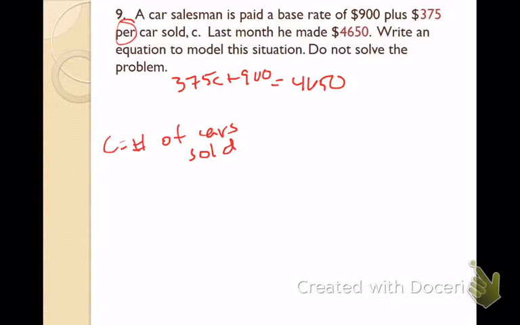Now, that's not the only place where his income is created. He gets an automatic $900 just for showing up. So we figure out how much he makes off the cars, and then we got to add in the $900 to get your total of $4,650. Again, we don't have to worry about solving this. We're just setting up our models right now.